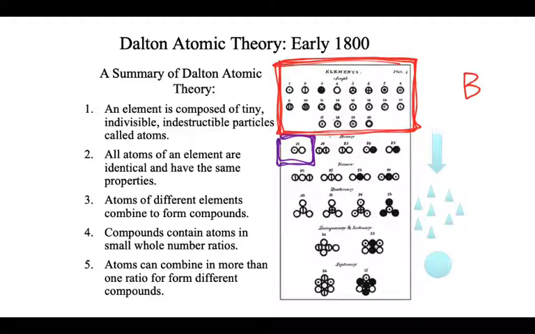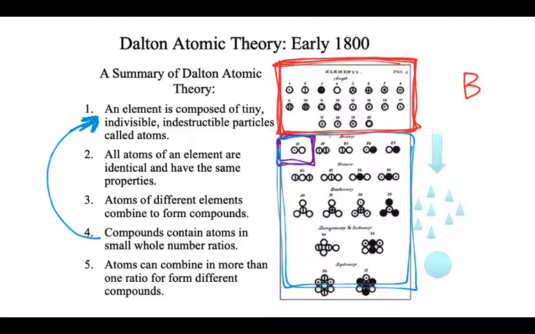Rule 3. Atoms of different elements combine to form compounds. That's what our purple box is. In fact, that's what that whole bottom section is referencing. We can combine those elements to make compounds. Those compounds combine in small whole number ratios. It's kind of a corollary, which for the record, I don't really know what a corollary is, of Rule 1. A corollary is like a secondary piece, right? Something like that.